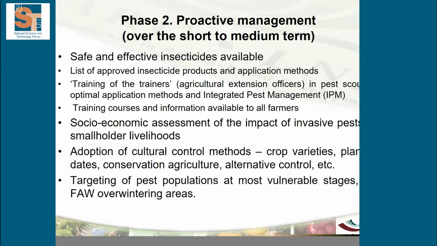While we're waiting for better methods, why don't we try cultural control, crop varieties, planting dates, conservation agriculture techniques, anything to give us a bit of a gap while we register new pesticides. And then we must target pest populations at the most vulnerable stages. For instance, we must go in and spray those fall armyworm overwintering refugia areas, because then hopefully we could stop the invasions from spreading out when the rains fall.